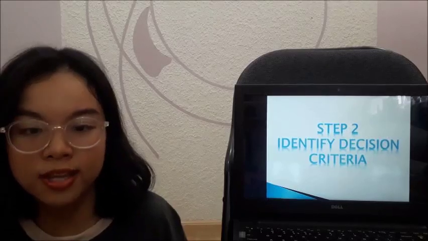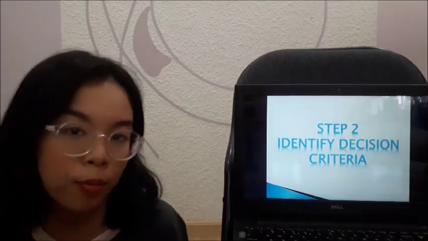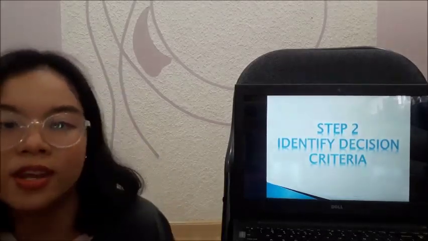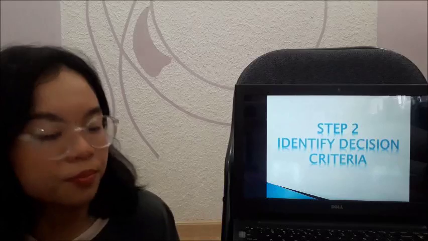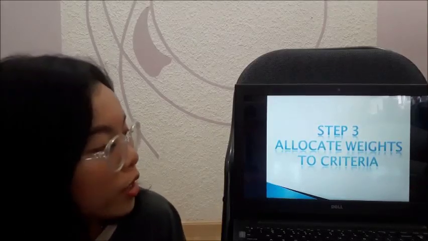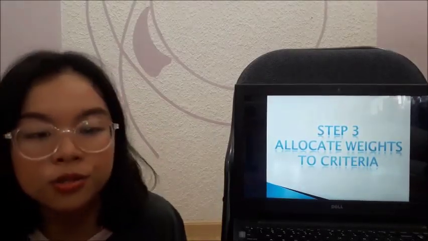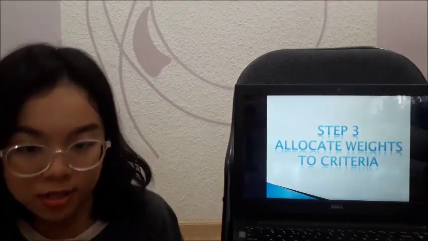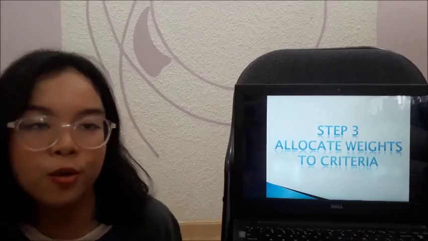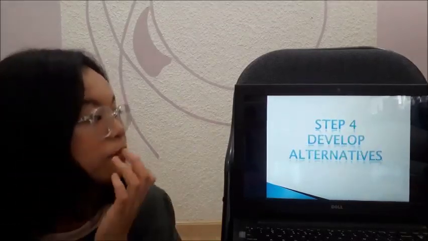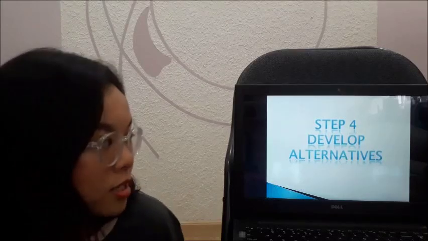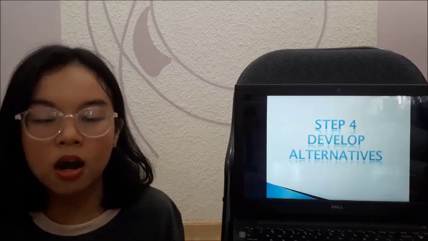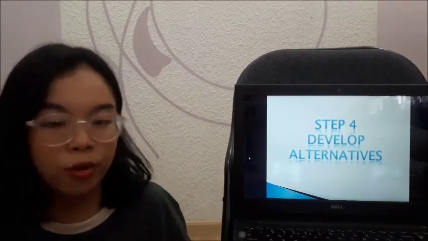These are factors that are important to resolve the problem and will guide managers' decisions even if they are not exactly stated. And in step 3, we allocate weights to criteria. That means you have to consider the importance of each criterion that you have mentioned before. And then for step 4, some possible alternatives are listed out to resolve the problem.